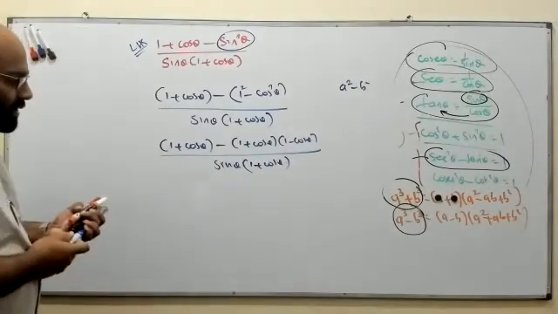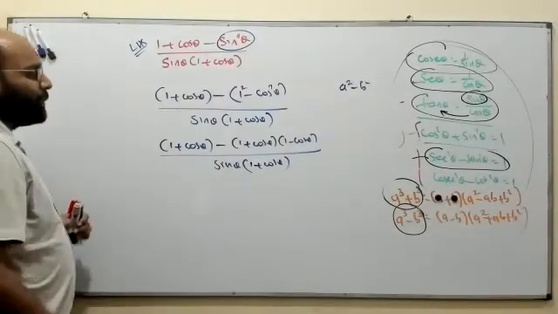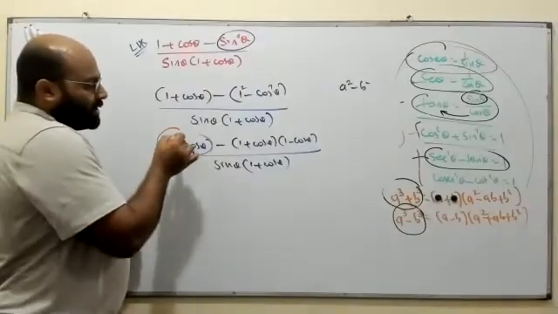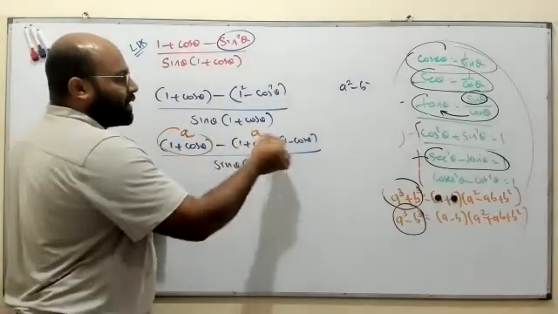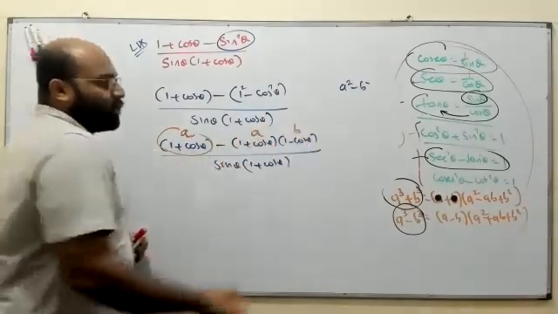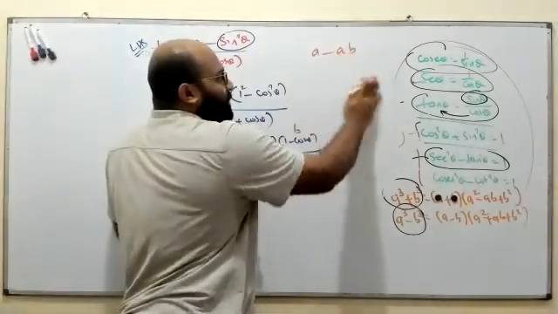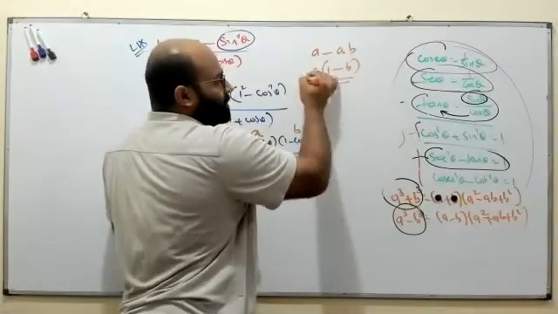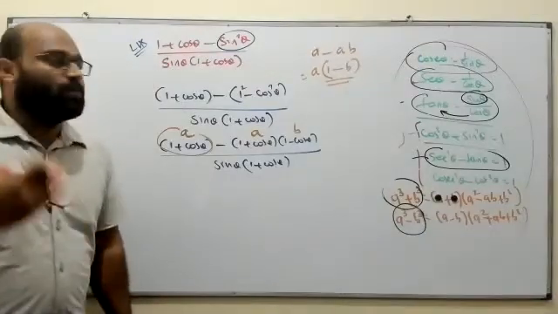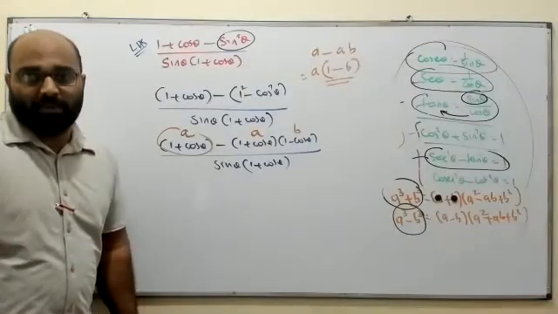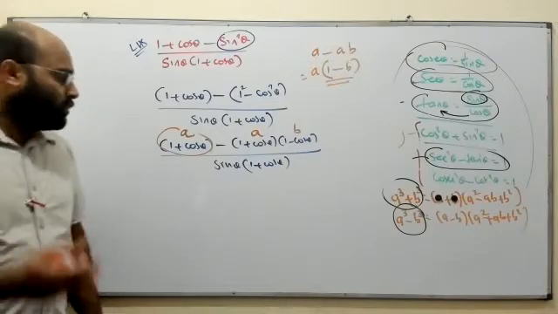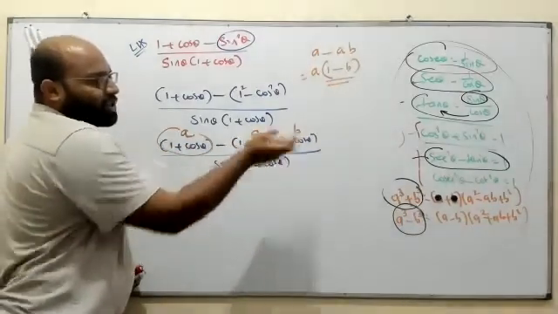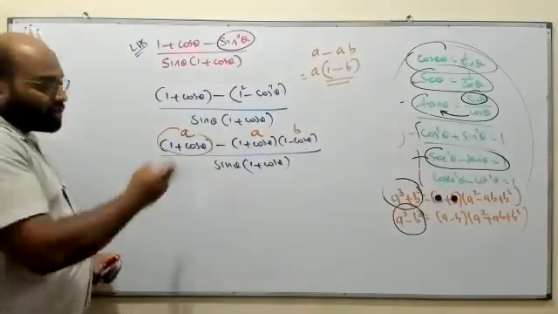Now if you observe, 1 plus cos theta is common. For understanding, I am writing: suppose you call this A, and this is also A, and this is B, because there is a sign change. So A minus AB, you can take A outside: A into 1 minus B. From A minus AB, taking A outside, you get A into 1 minus B.